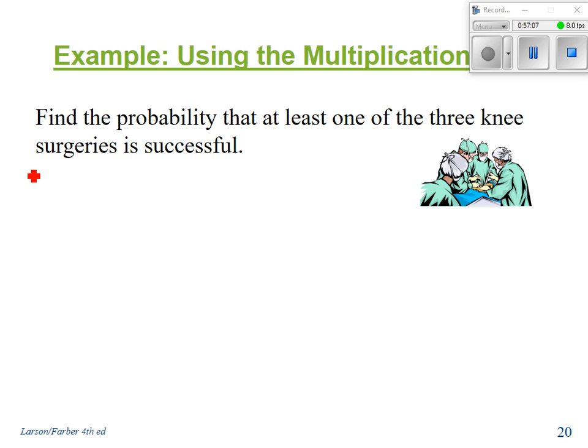Find the probability that at least one of the three surgeries is successful. Now we're getting a little tougher, aren't we? Do you just do 0.85 for one, and the other ones are unsuccessful? But what's that going to tell us? If we just do one successful and the other two unsuccessful, is that going to tell us the probability that at least one is successful? Doesn't work that way, does it? Because at least one means one could be successful, or two, or all three. So how could we do that?